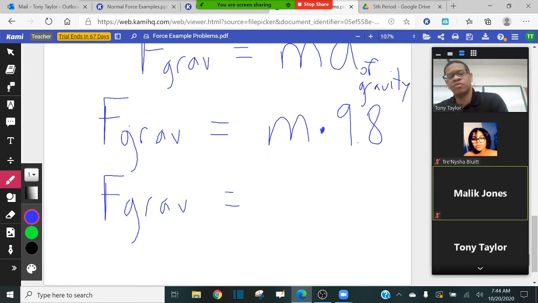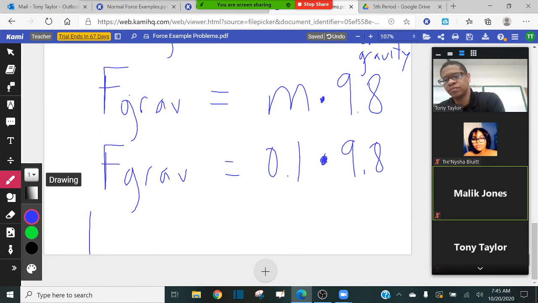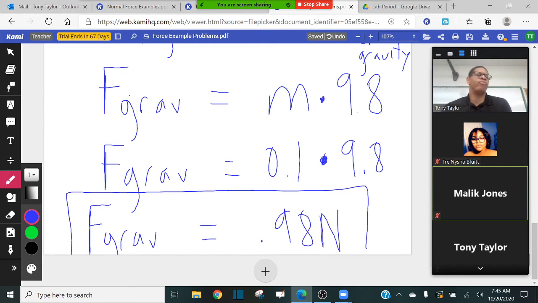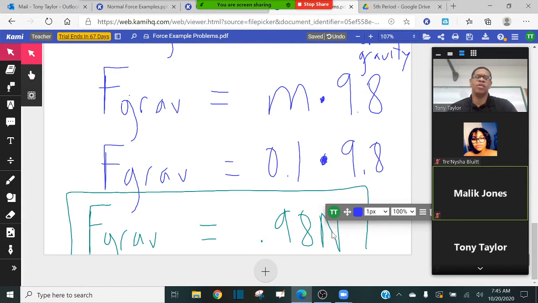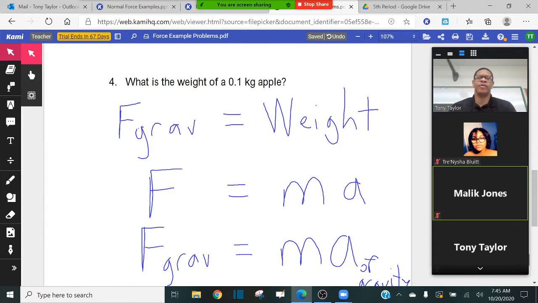So force of gravity is equal to 0.1 times 9.8, which of course is equal to 0.98 newtons. Okay. And of course, 0.98 newtons is equal to the weight of your apple.